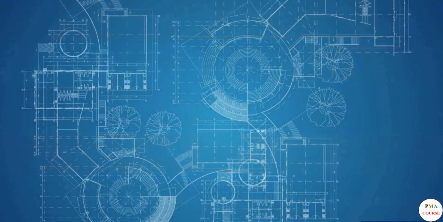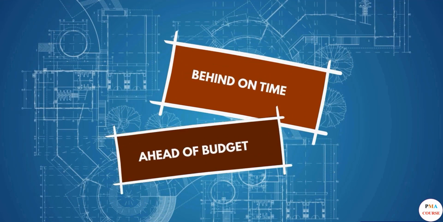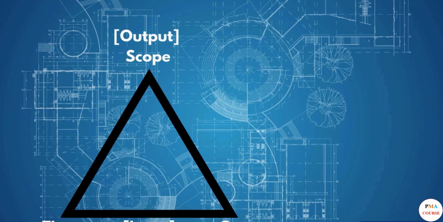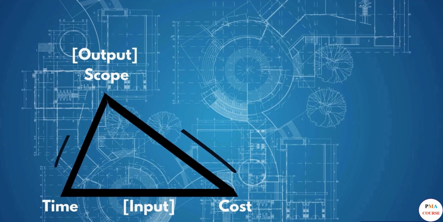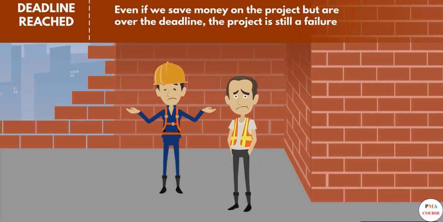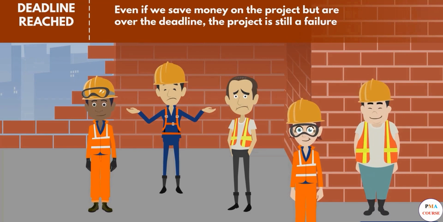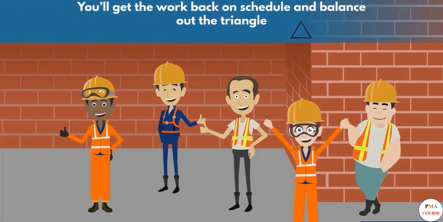Awesome stuff. With this information, we can see that we are behind on time but ahead on budget. And if you remember our triple constraint triangle, we've become a bit unbalanced. Even if we save money on the project but are over the deadline, then the project is still a failure. So you must focus on fixing the area where the problem lies. By performing these calculations, you can see that perhaps if you spend some of the extra money you saved and hire more labor, then you'll get the work back on schedule and balance out the triangle.